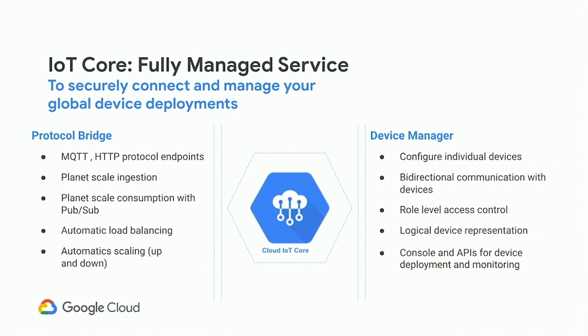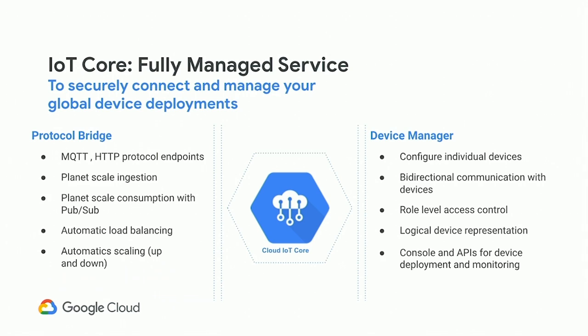So let's talk about IoT Core. IoT Core essentially has two parts. One is the protocol bridge. It supports HTTP and MQTT protocols, which basically means that all your devices can now connect over these protocols and publish data. And it uses TLS. We'll talk about authentication in a minute. But it is essentially a planet-scale ingestion.